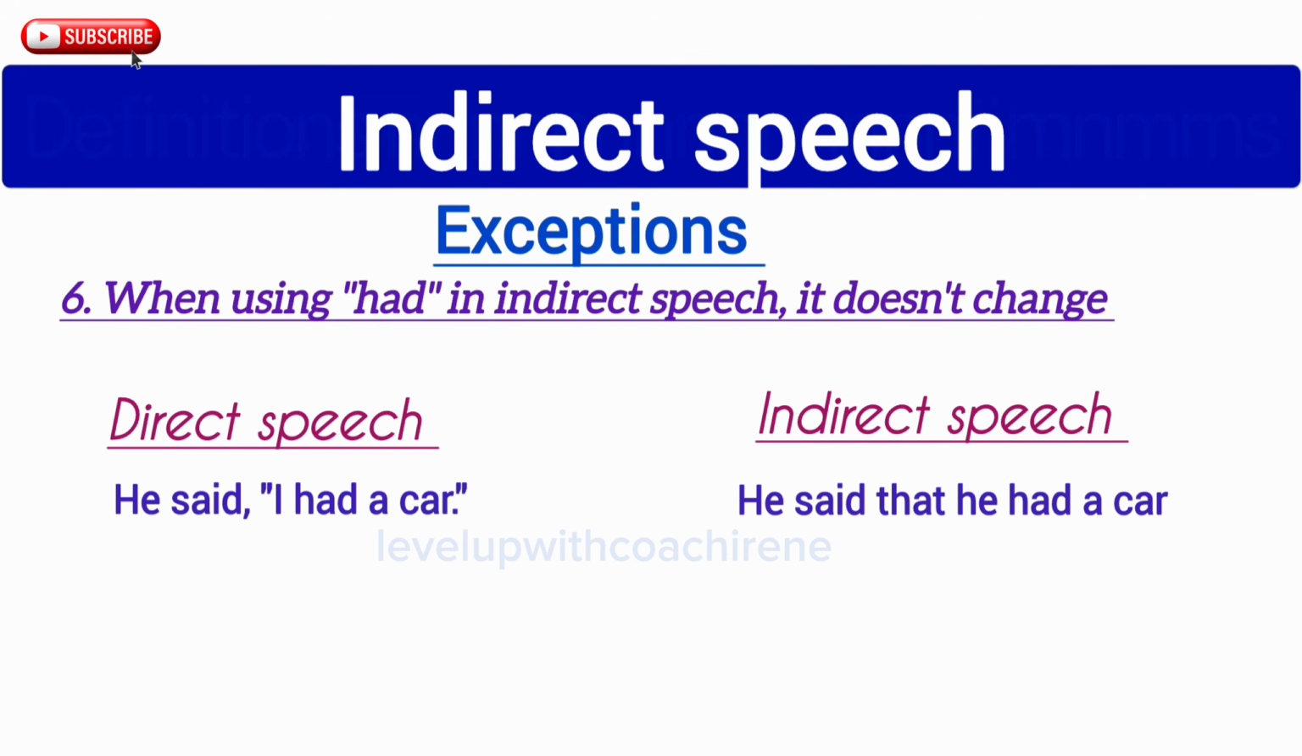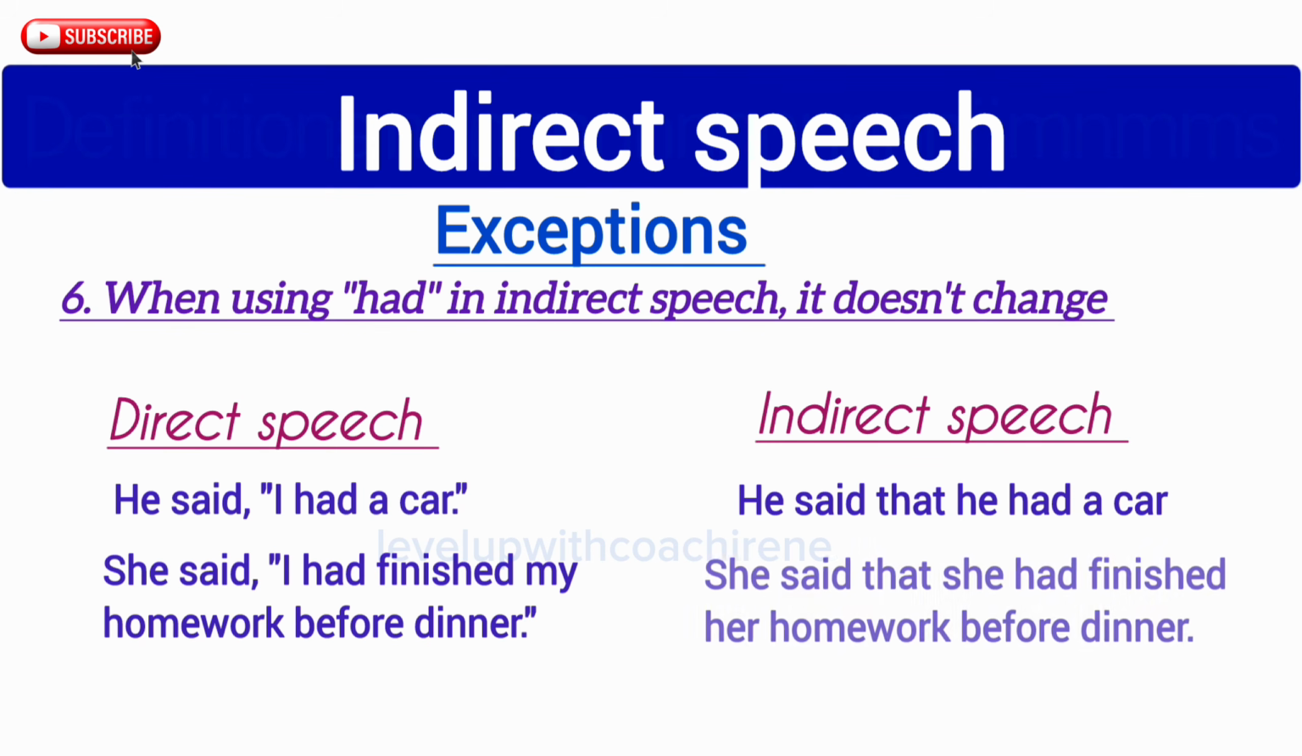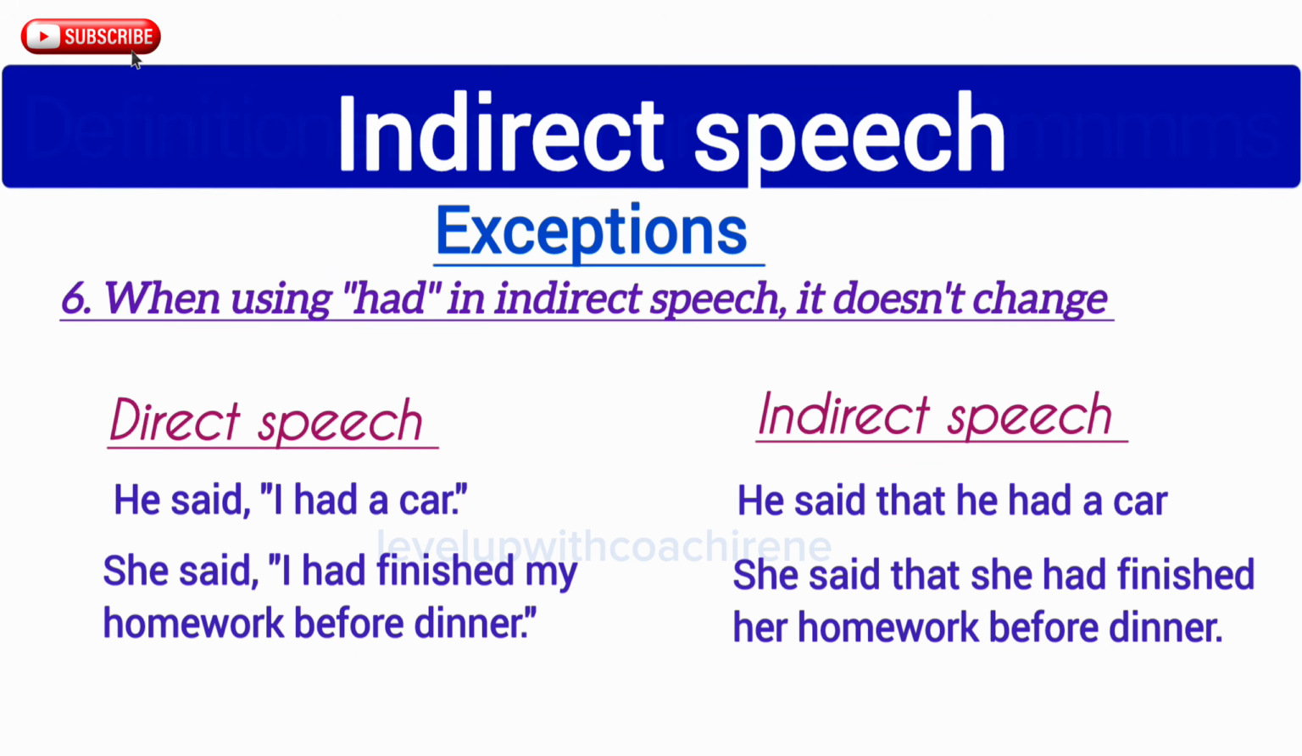Another example would be, she said, "I had finished my homework before dinner." For indirect speech, it becomes, she said that she had finished her homework before dinner. Since had is already in the past or past perfect form, it usually stays the same when moving from direct to indirect speech. With this, we have come to the end of this lesson.